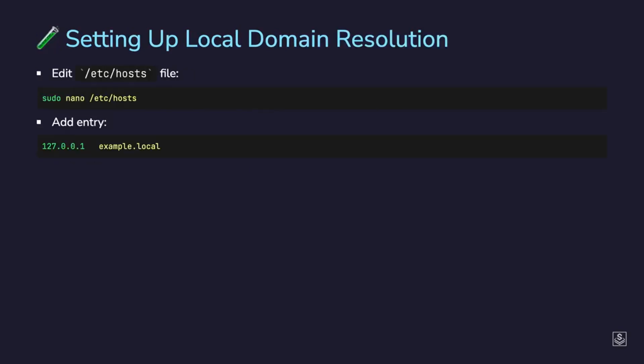To test your virtual host locally, you need to map the domain name to your server's IP address. Edit your /etc/hosts file. Sudo nano /etc/hosts. Add the following line: 127.0.0.1 example.local. This tells your system to resolve example.local to your local machine. Now when you visit http://example.local in your browser, Apache will serve content from /var/www/example as defined in your virtual host.